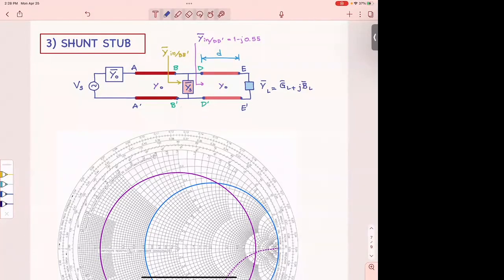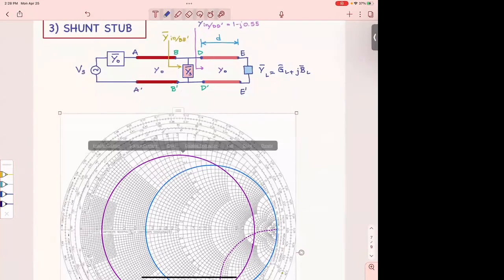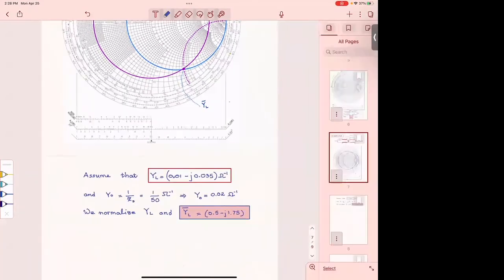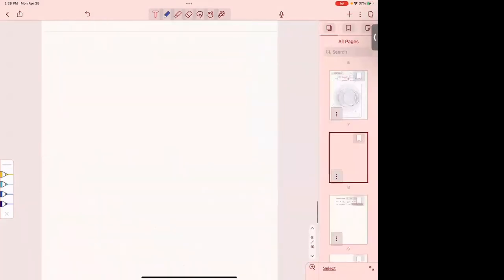And then I ask you to place a shunt stub here. So the reflection coefficient here of the line AA prime, BB prime is 0. So what you need to remember, and then I will move the Smith chart to the next page. Let me see, let's make some space.